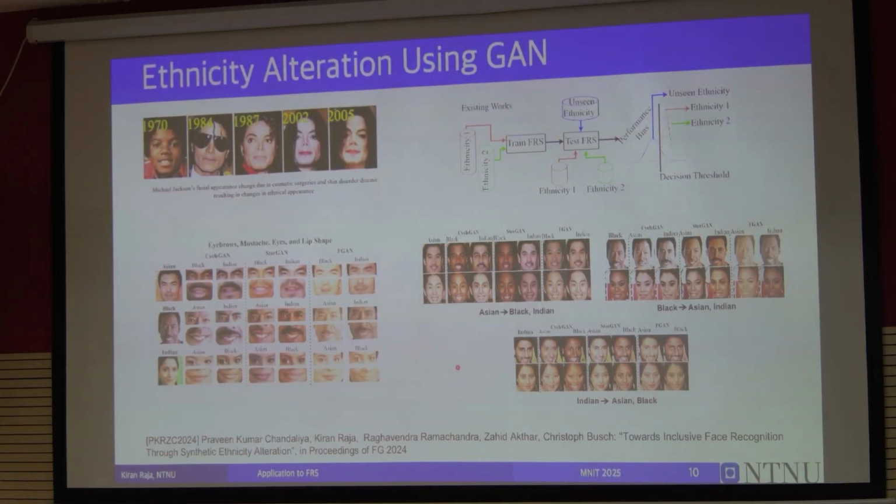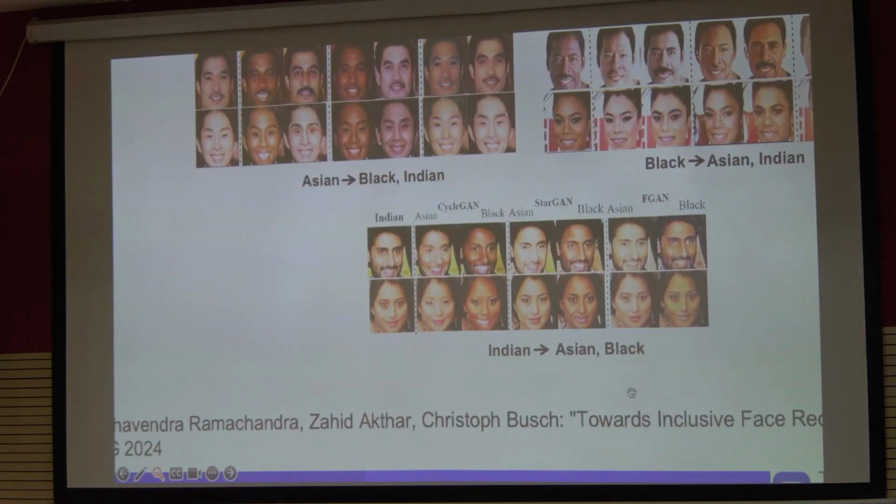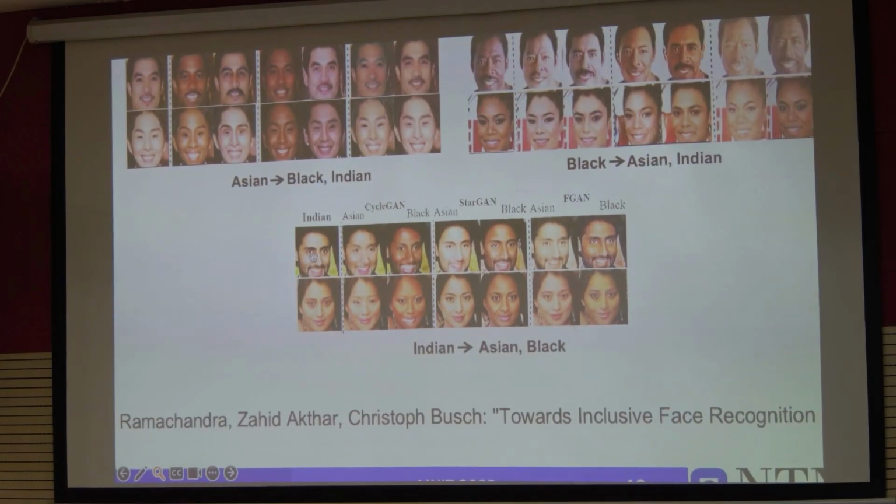Okay, to illustrate the problem a bit better, maybe you recognize the celebrity here. This is how the CycleGAN gives the results, this is how StarGAN gives the result, and this is the F GAN, which are all variants of different GANs, and they all are used.